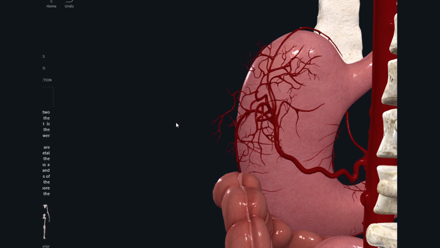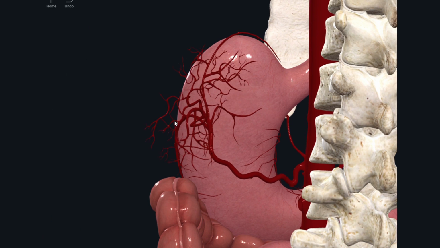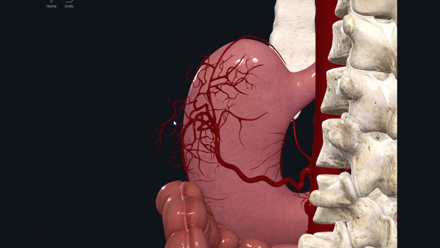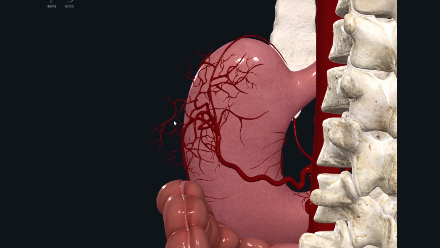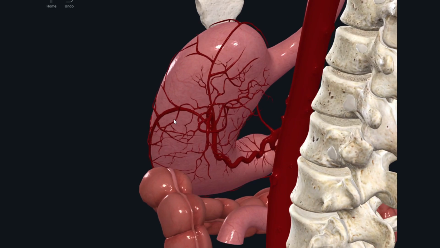Okay, so those were the branches of the gastric artery. Now let us take a look at the branches of the splenic artery that also supply the stomach. So that's the splenic artery, the tortuous artery right here, and it is divided into three parts that supply the majority of the superior posterior region of the stomach. So it's quite a bit of a mess here, but it is important to know that there are three main branches that are going to be coming off of the splenic artery.